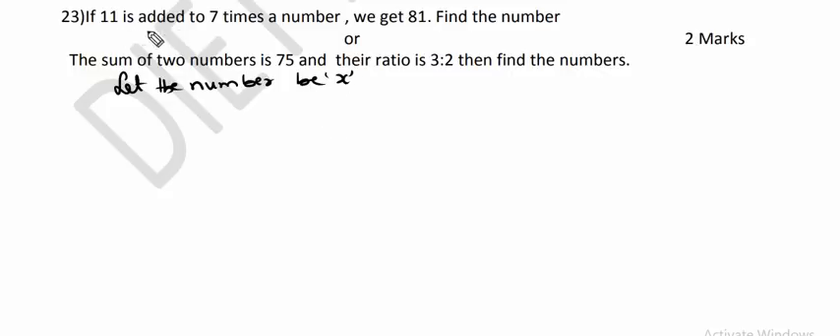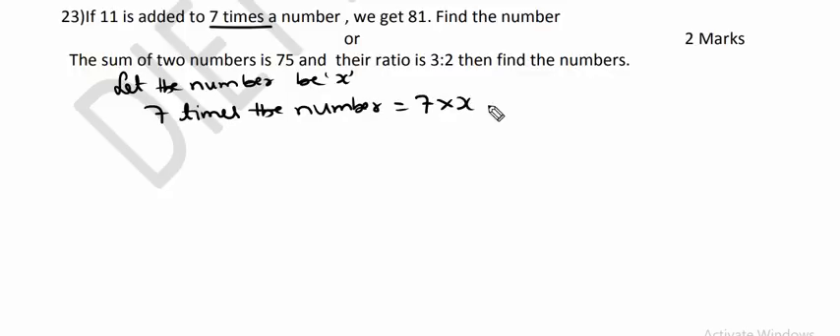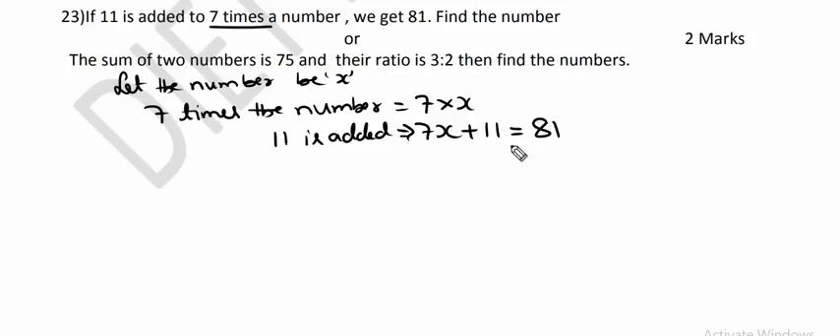If 11 is added to 7 times the number, that means 7 times the number, we have to multiply this with x, that gives you 7x. And also 11 is added, so if you add the 11 to this one, that gives you 7x plus 11, and then that is equal to 81. So here 7x plus 11 is equal to 81 is the equation.